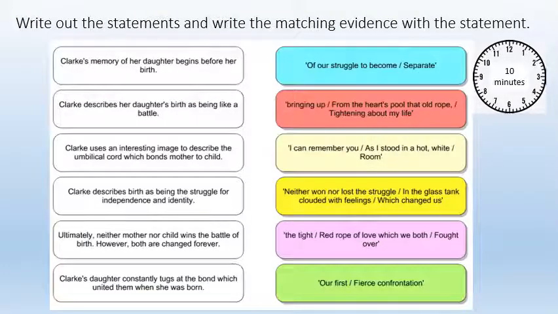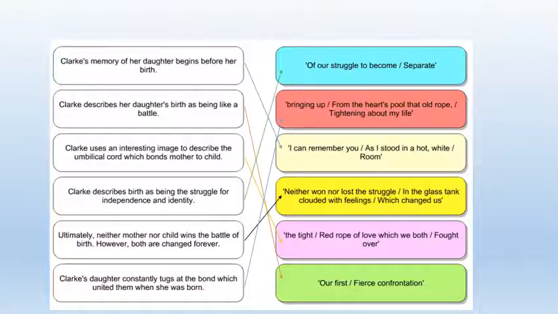I want you to spend 10 minutes now writing out the statements on the left and matching them to the evidence on the right. And then there is a solution that I'll be giving you to this. And there it is. Connected them all up there, the statements with the evidence. That's just an exercise in finding supporting statements for points.